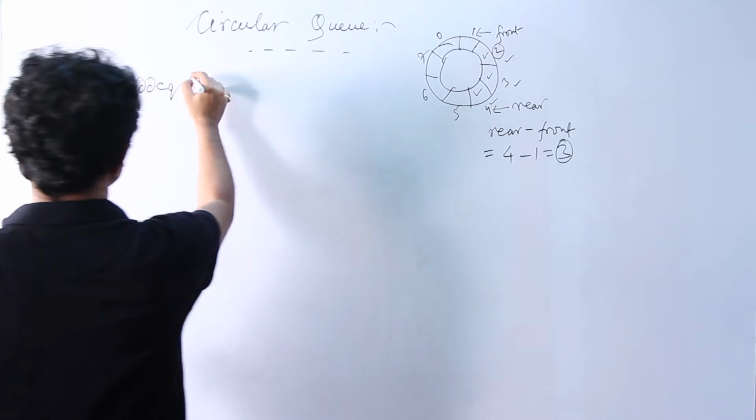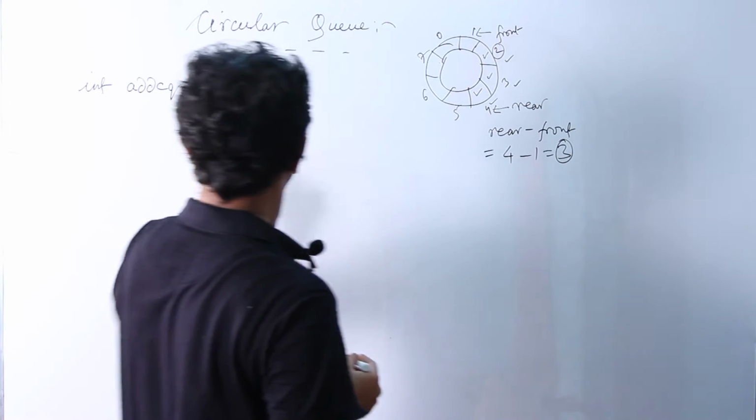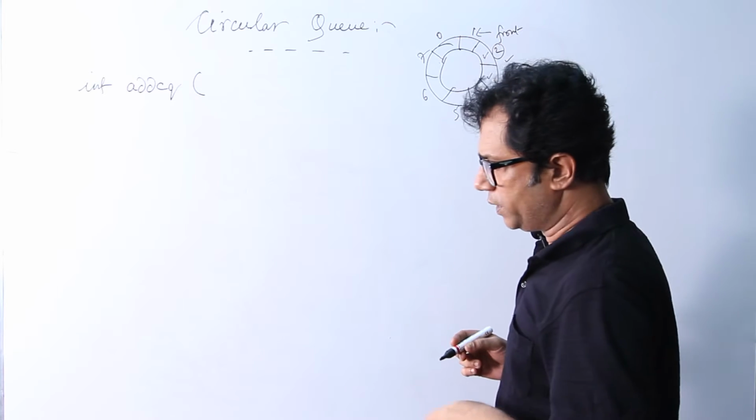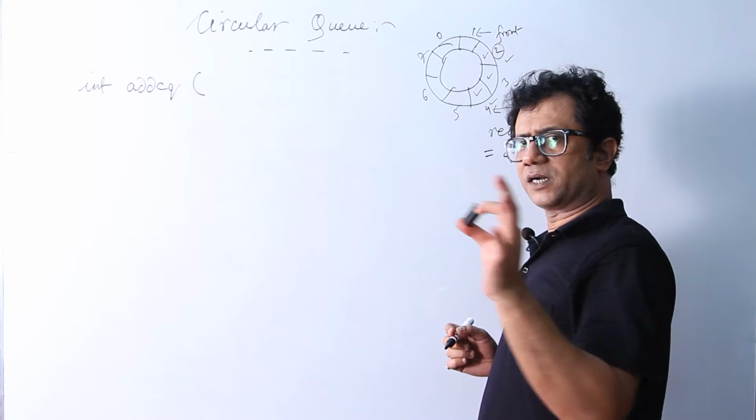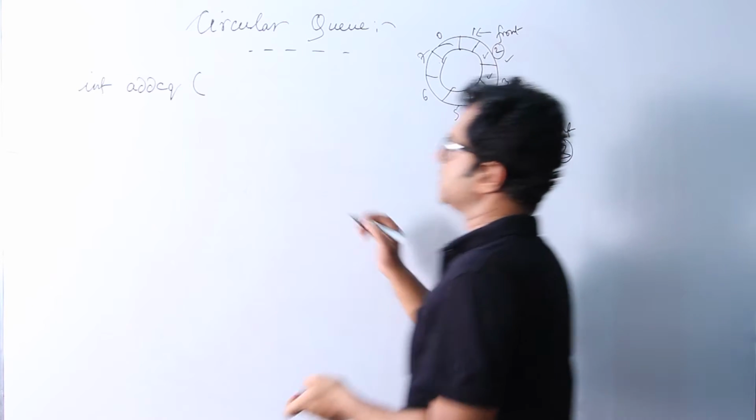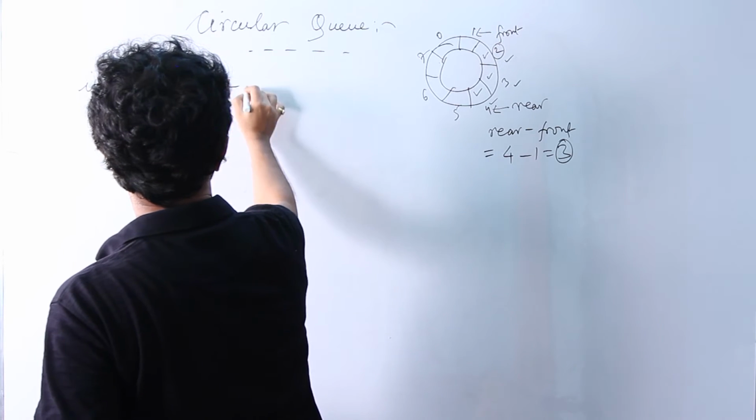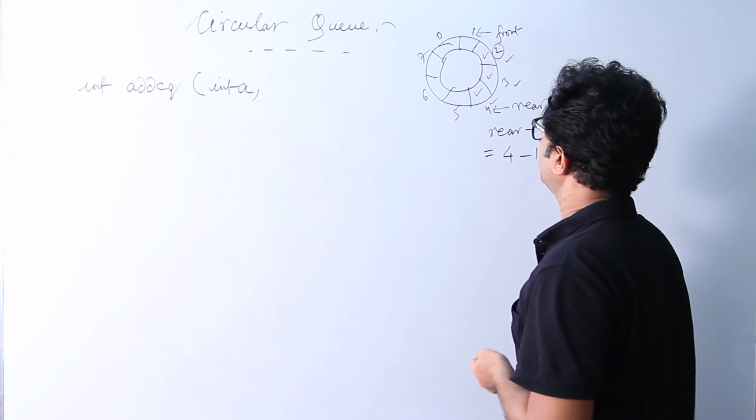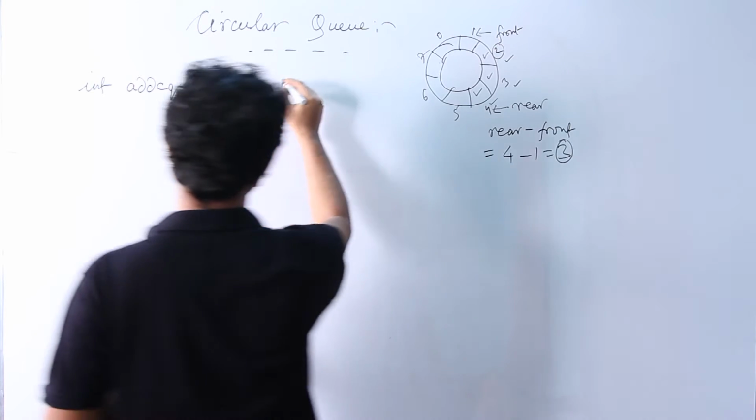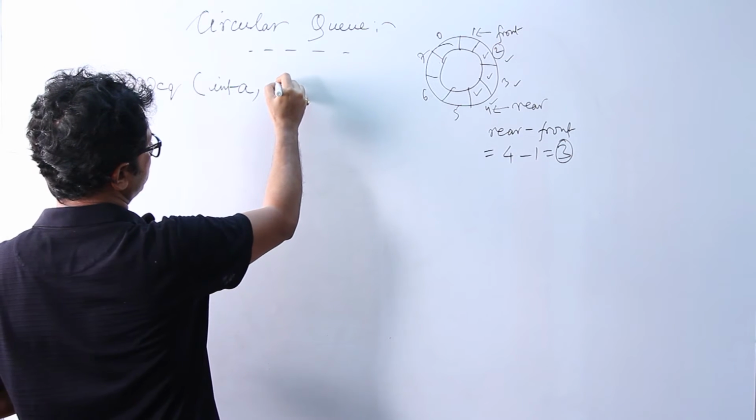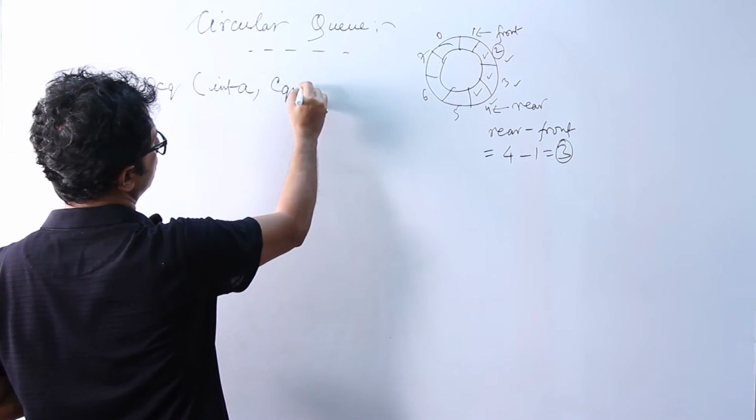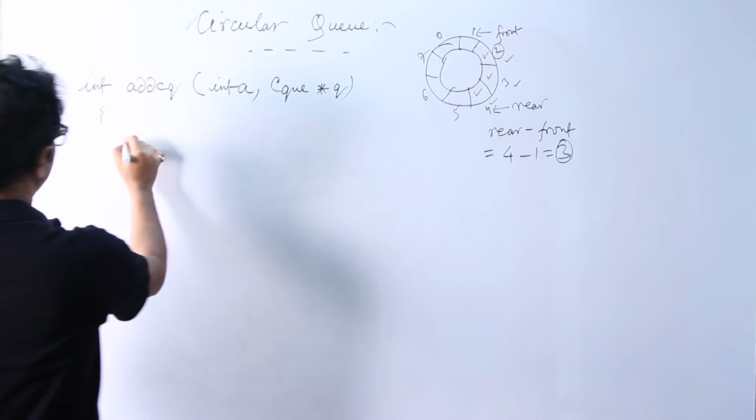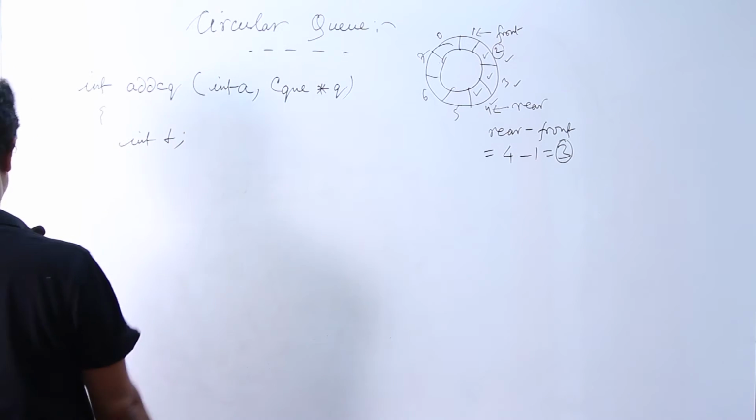Int addCQ, and what will be the formal arguments in this function definition? Obviously, the formal argument should be one item that is going to be inserted into the queue, that is, suppose int a, and a pointer to the circular queue data structure. I have named the circular queue data structure like this: CQ star, say q, and after that I will write one integer variable int t.